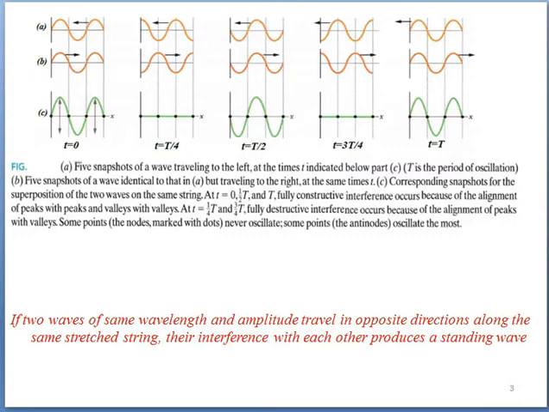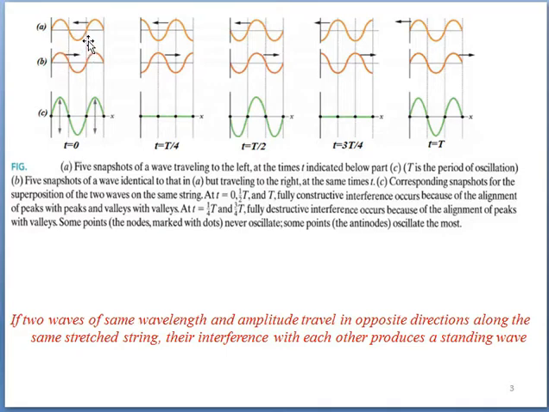Consider two waves along a stretched string as shown in figure A and B. One wave in figure A is moving to the left and the other is moving to the right. Both the waves have the same frequency, same wavelength and same characteristics, but they are moving in opposite directions along a single string. Here they are shown separately, but they are moving along a single stretched string.